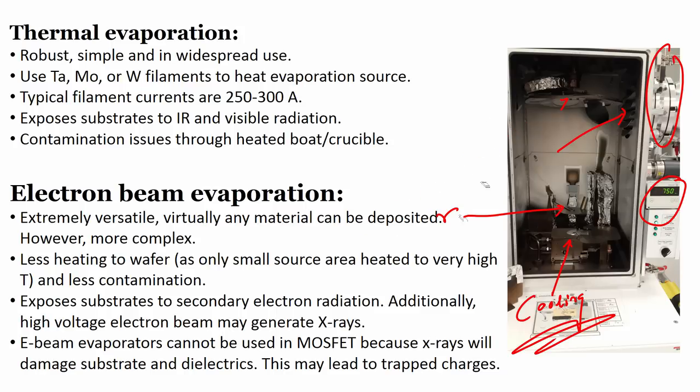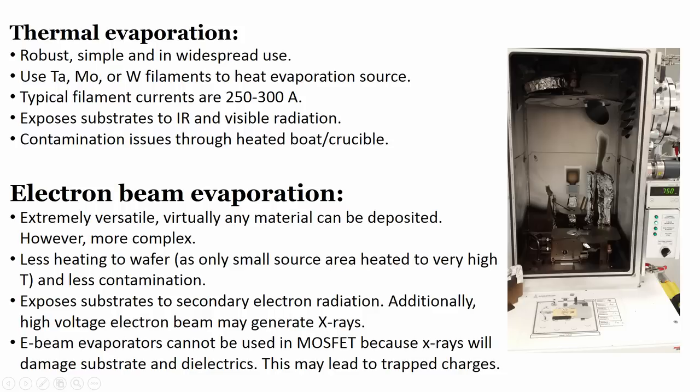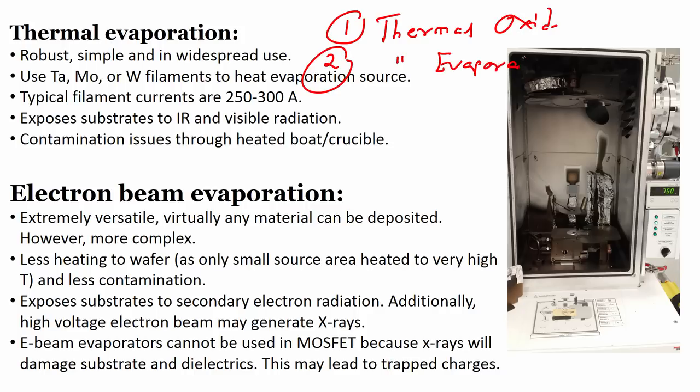So, having said that, now you know physical vapor deposition. Until now what we have seen? One, thermal oxidation. Two, thermal evaporation. Three, e-beam evaporation. Using thermal evaporation and e-beam evaporation, we can deposit metal, we can deposit semiconductor, we can deposit insulator.